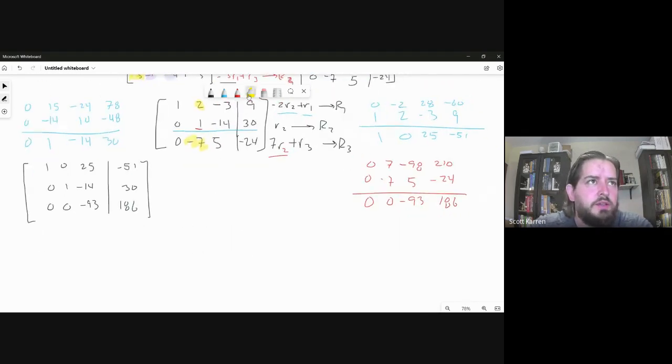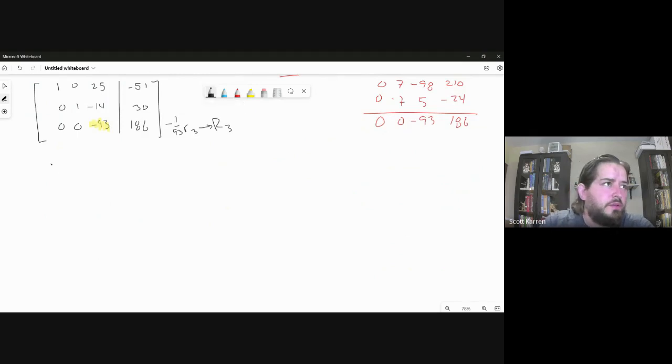So let's keep going. I next want to turn this negative 93 into a 1. I can't mess with the other 2 rows in order to make this happen, because if I do, I'm going to mess up my X or my Y value in that row, and I don't want that. So I'm just going to take negative 1 over 93 and multiply it by row 3. And that's my new row 3.